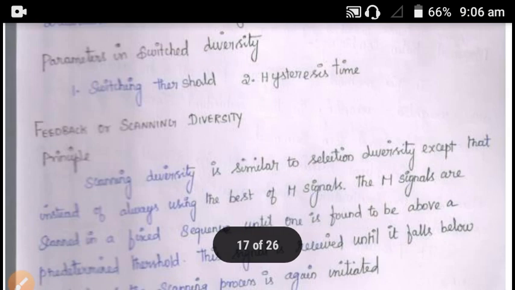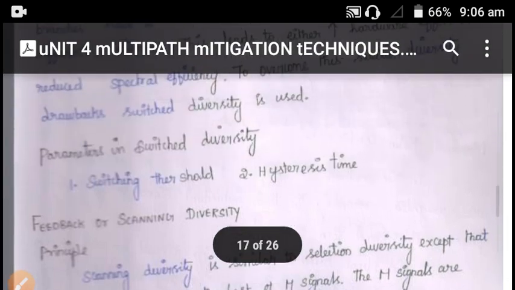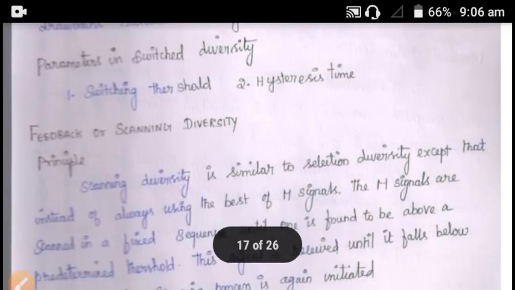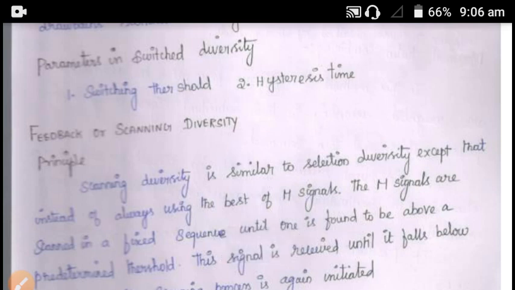The parameters of switch diversity are the switching threshold and hysteresis time. That is, they will set some threshold value, right? And the hysteresis time. Then feedback or scanning diversity.